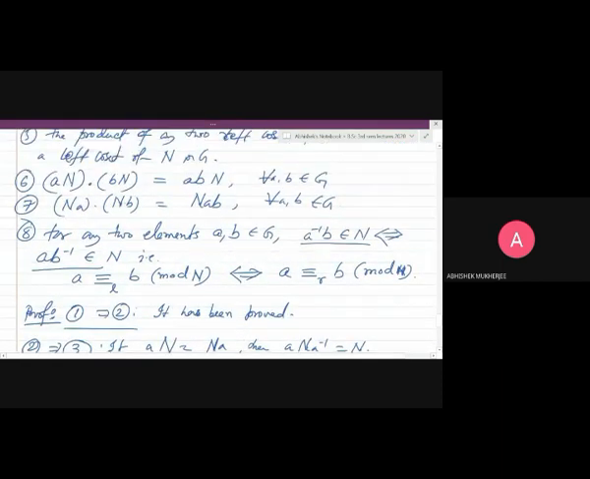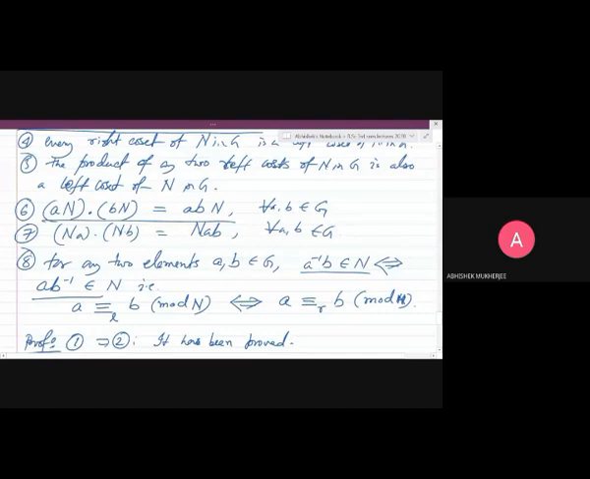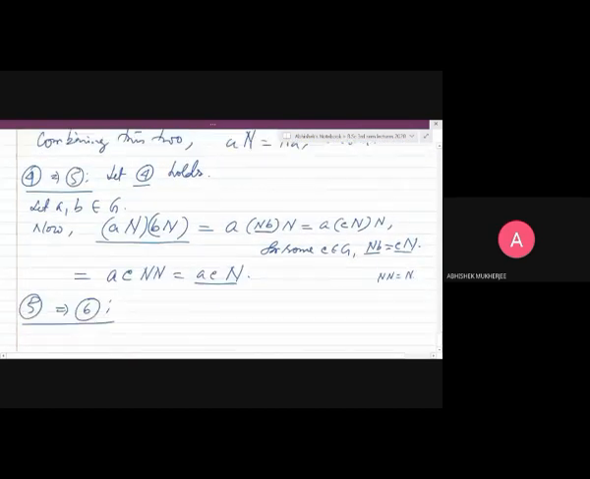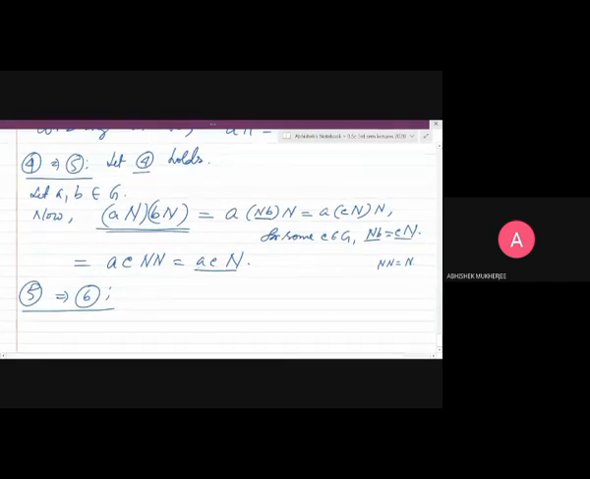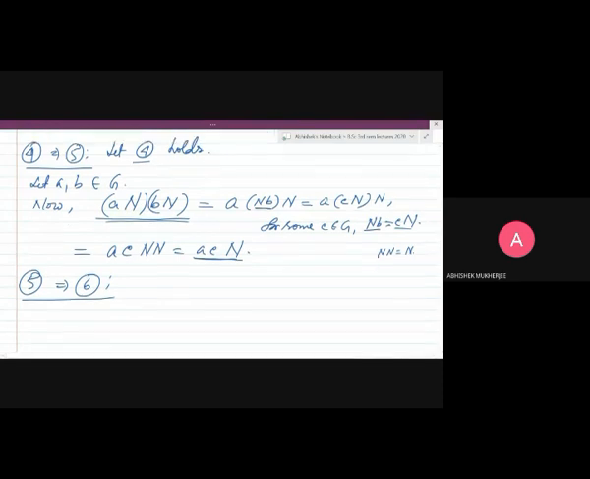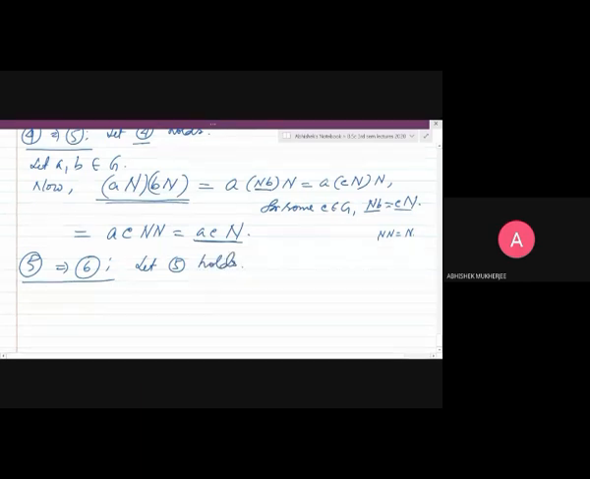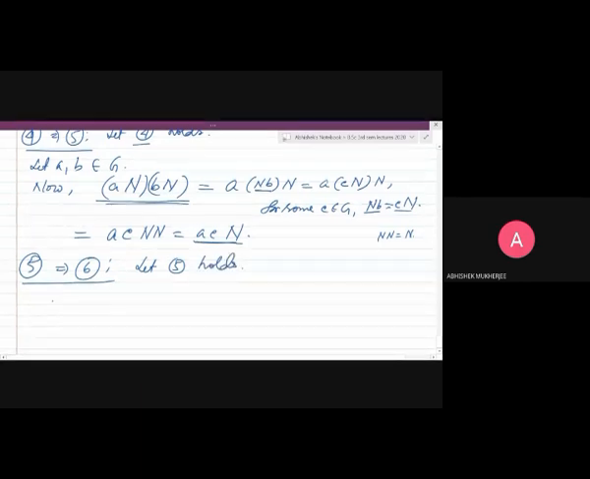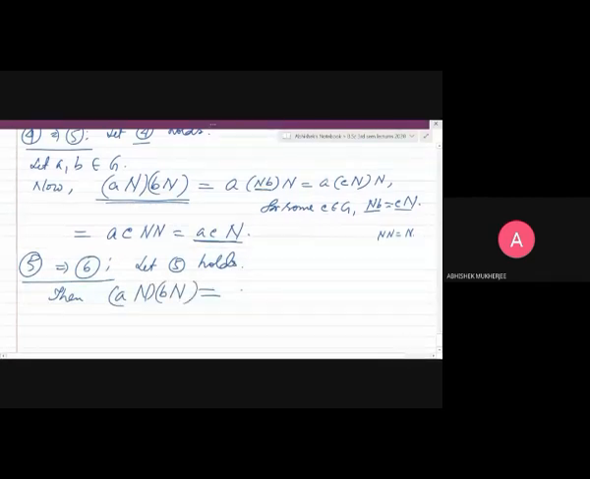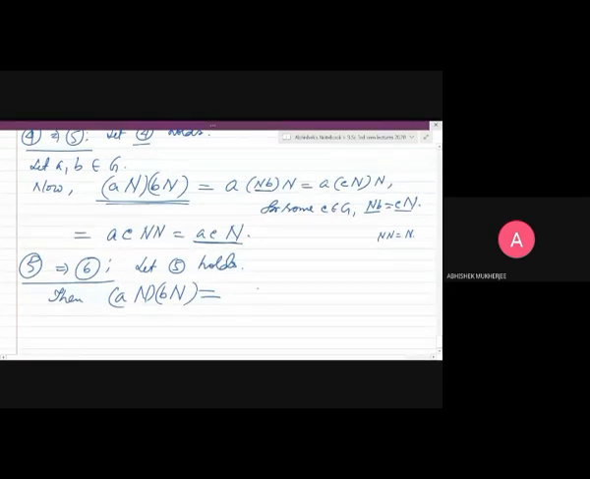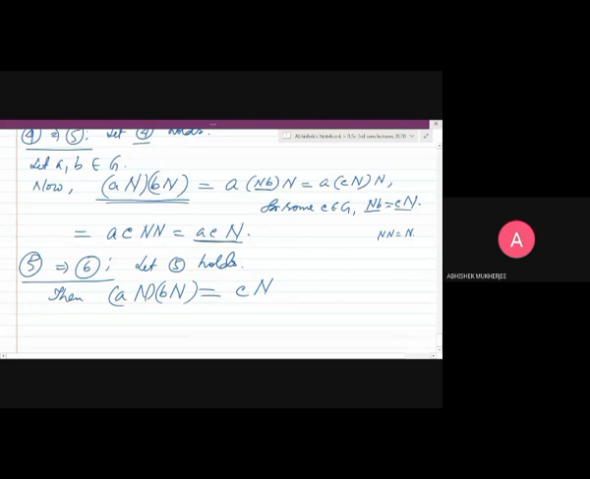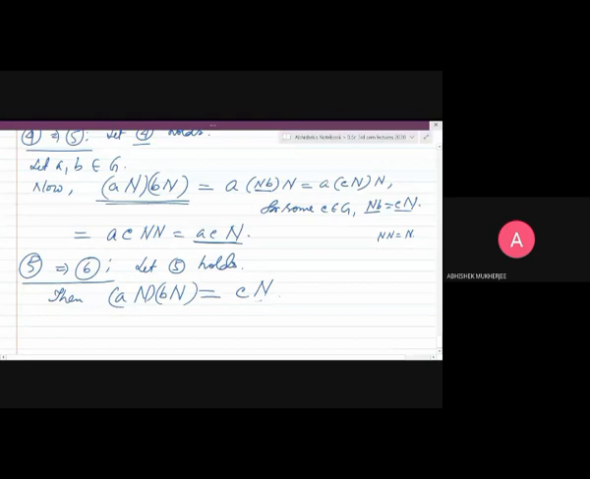Yeah. So 6 states that AN BN is going to be ABN. So this product will actually be ABN. But how? Suppose 5 holds. Then AN BN will be some left coset, suppose CN. But we are going to prove that this is actually ABN.